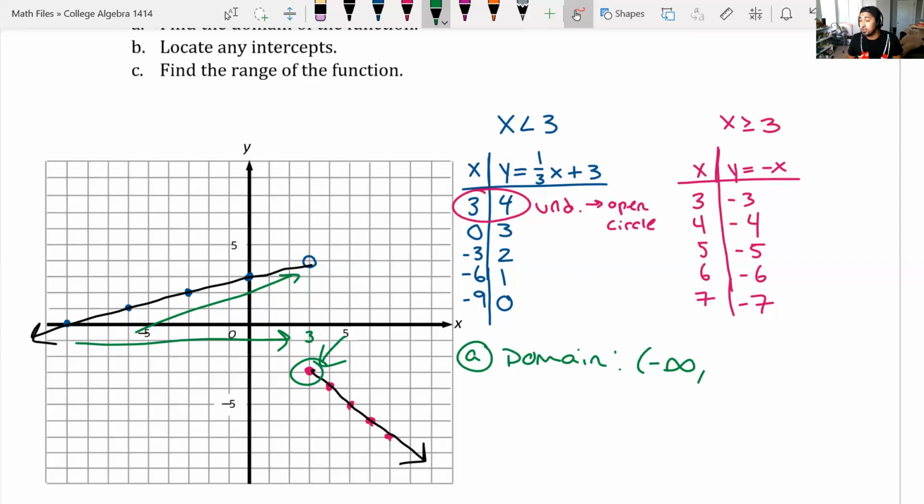So to make it even easier, a defined point overrules, overwrites an undefined point. So this means that the function is fully continuous only because there is a defined point at that value of 3, which means that this domain will go from negative infinity to infinity.